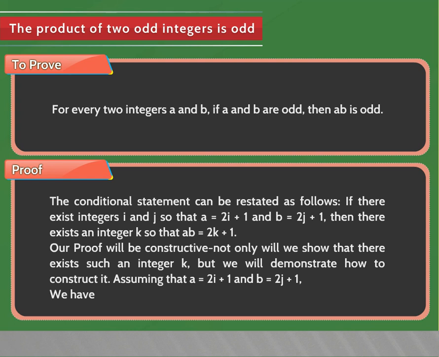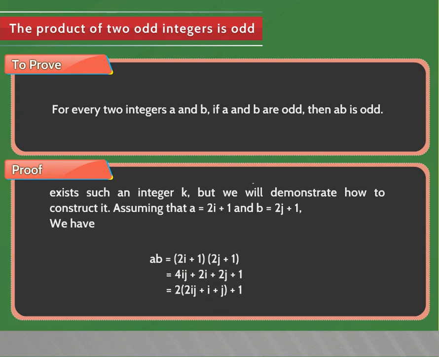If there exist integers i and j so that a is equal to 2i plus 1 and b is equal to 2j plus 1, then there exists an integer k so that ab is equal to 2k plus 1. Our proof will be constructive. Not only will we show that there exists such an integer k, but we will demonstrate how to construct it, assuming that a is equal to 2i plus 1 and b is equal to 2j plus 1.